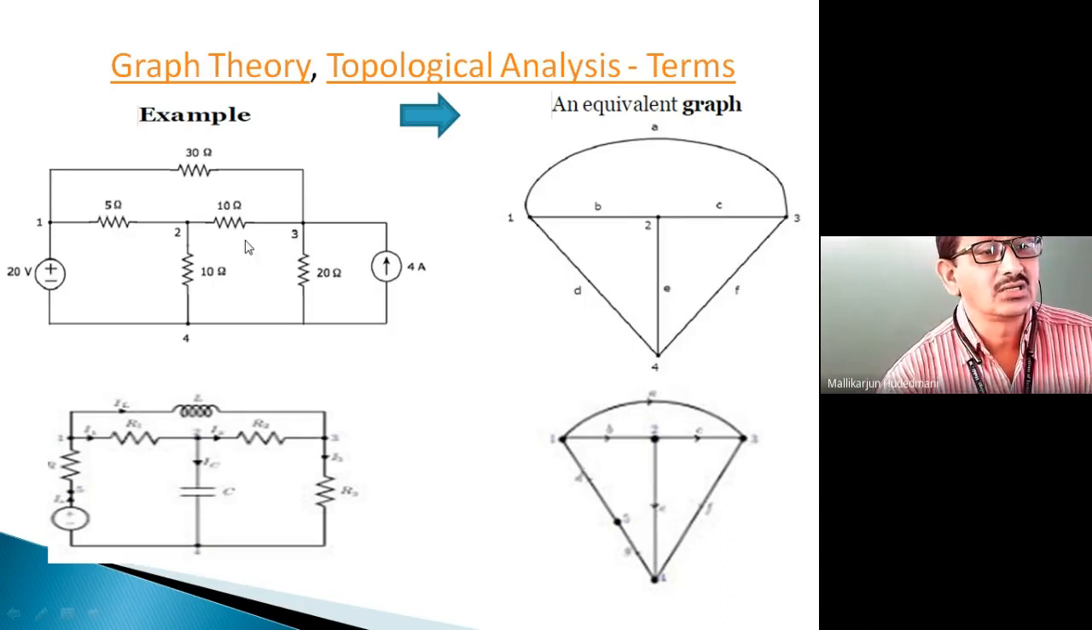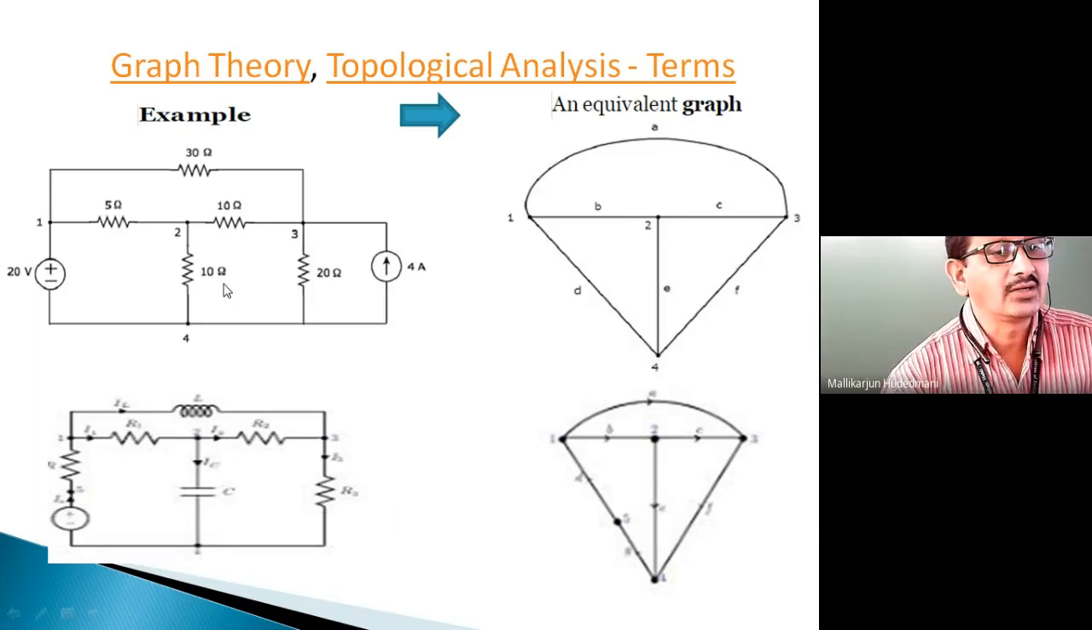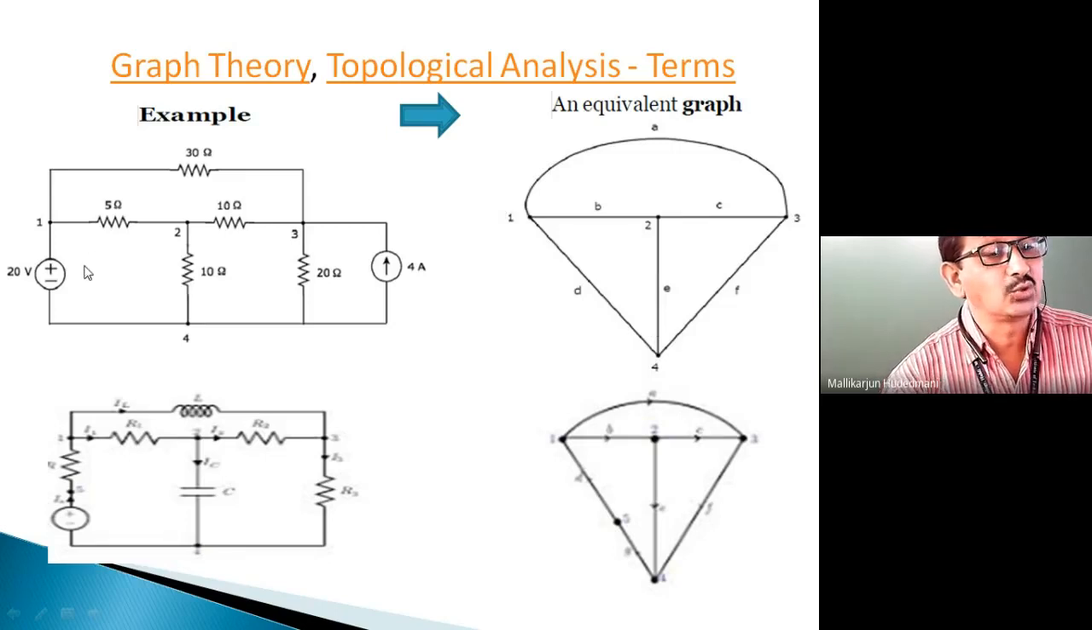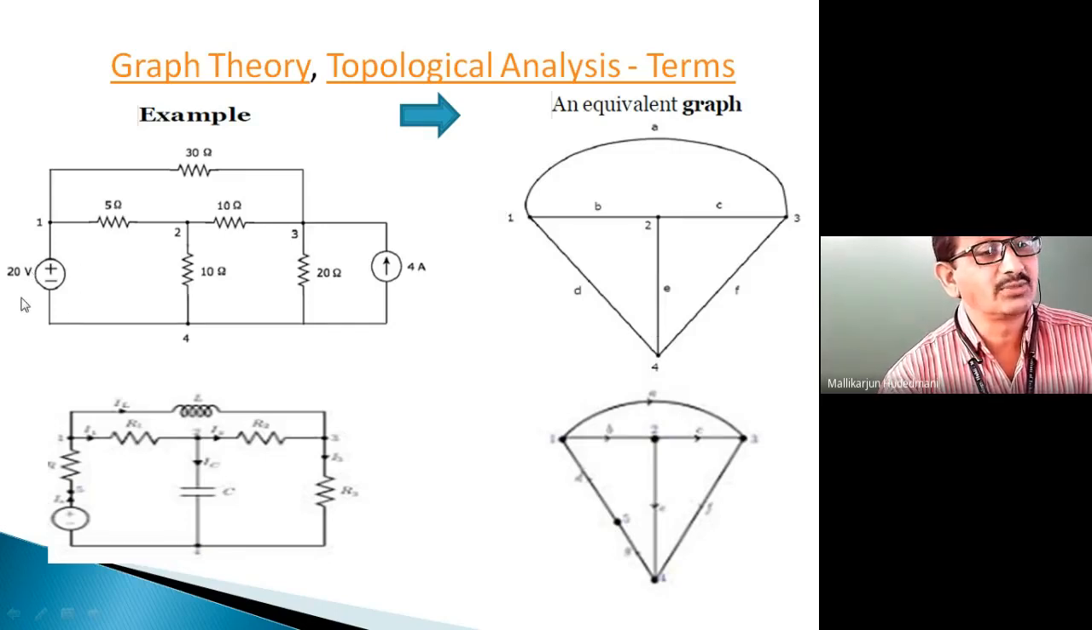10 ohm resistor. Similarly, I have another 10 ohm resistor between 2 and 4, given as E. Now you will have 1 and 4. What do you find between 1 and 4? You find a voltage source. Is this voltage source represented by its equivalent internal resistance?